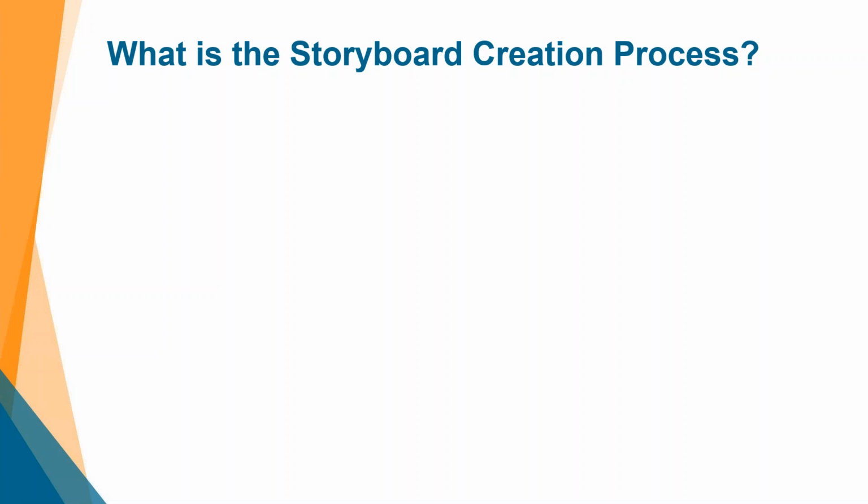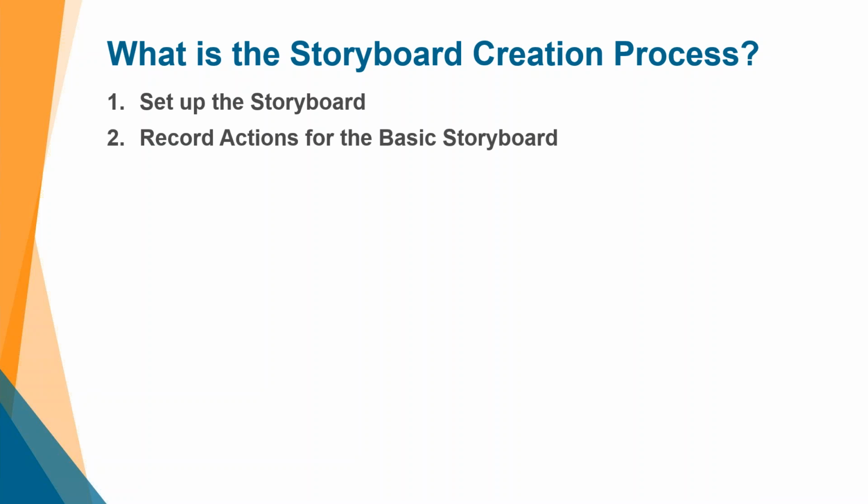So, what is the storyboard creation process? Essentially, we can break this down to the following 7 steps. First, we set up the storyboard, assign the values needed for the storyboard, and use those values by the storyboard to hold, manipulate, and pass data between OnBase and the automated application. Next, we record the actions for the basic storyboard. We perform these steps required to complete the process the storyboard will automate. As you enter keystrokes or mouse clicks, each action, along with a screenshot of the application, is recorded and displayed in the storyboard viewer.